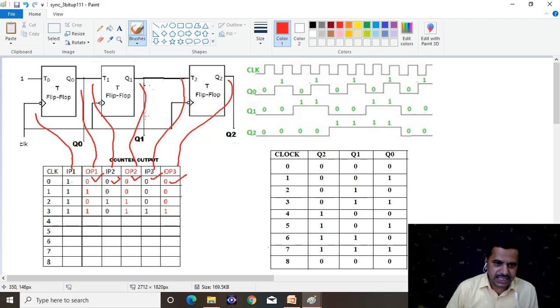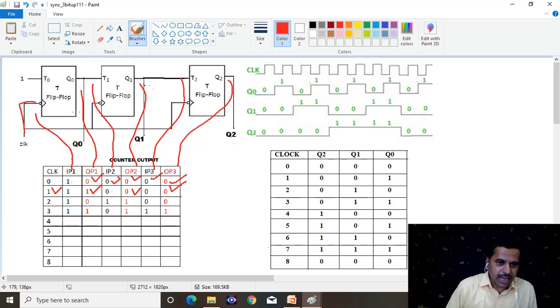When the first clock pulse is applied, the clock pulse is simultaneously applied to all the flip-flops. But all the flip-flops change their states only when the input is 1. For the first flip-flop only, the input is 1. It changes the state from 0 to 1. The input to the second flip-flop is 0, the output is 0. The third input is also 0, the output is 0.